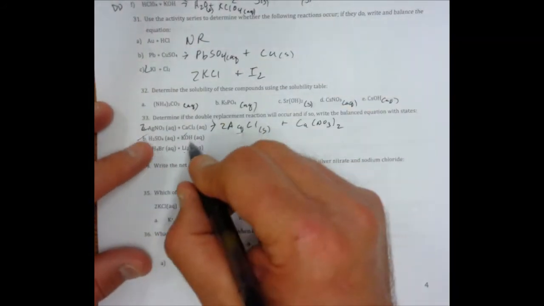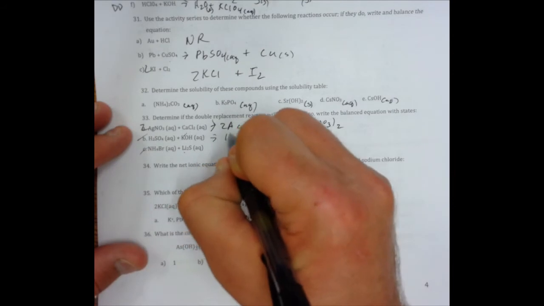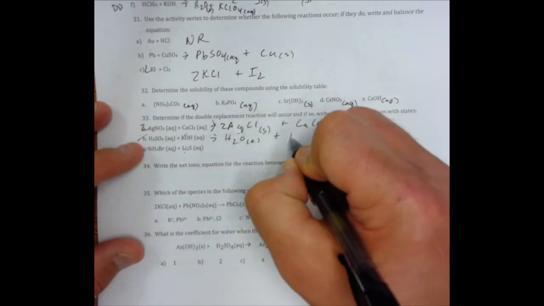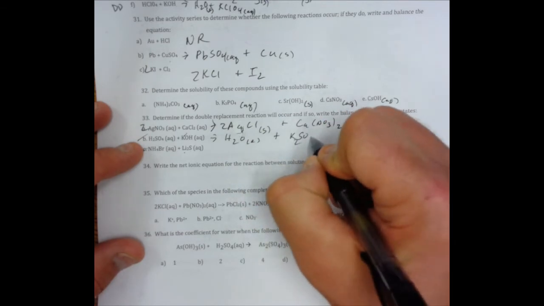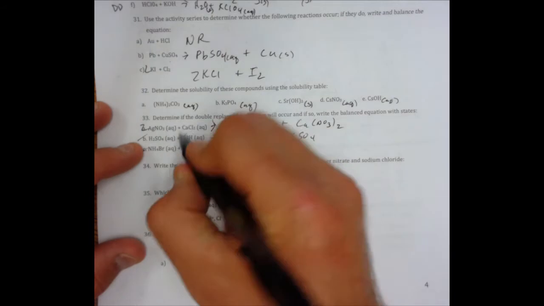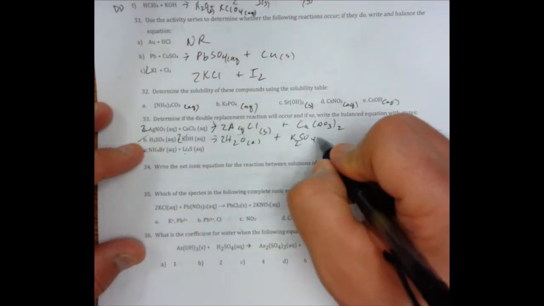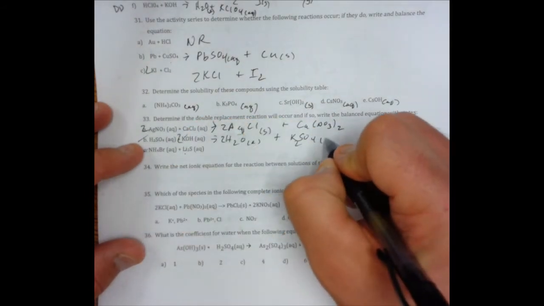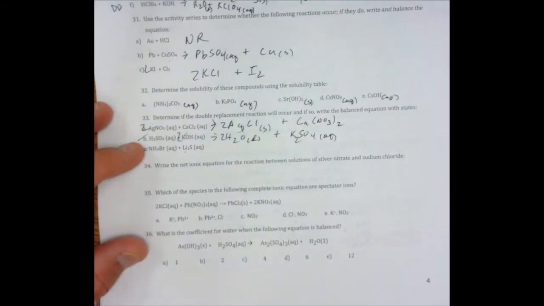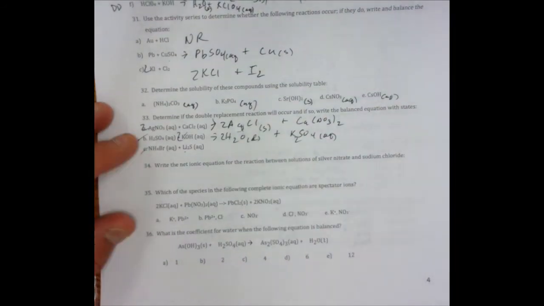AgNO3s. This one actually would be an acid-base reaction. So you're going to get H2O. That's going to be the liquid. But the other thing you're going to get, this potassium sulfate, that is not going to be insoluble. So that's going to be aqueous. But this liquid forming, I consider acid-base reactions because they do neutralize the acid and the base at the same time.